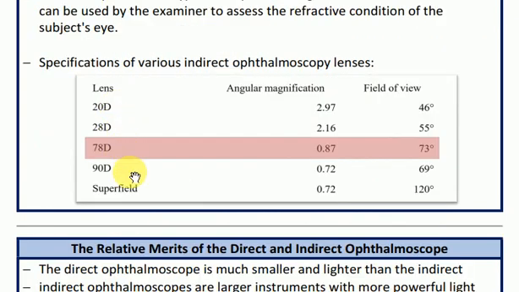So these are the different types of lenses used in indirect ophthalmoscopy. In case of 20 diopter, the magnification is 2.97, field of view 46 degrees. In case of 28 diopter, the angular magnification is 2.16 times, while the field of view is increased to 55 degrees. 78 diopter, 0.87 magnification, 73 degree field of view. 90 diopter, 0.72 magnification, 69 degree field of view. Super field, 0.72 magnification, 120 degree field of view. So if one needs high magnification, then the 20D and 13D are best.